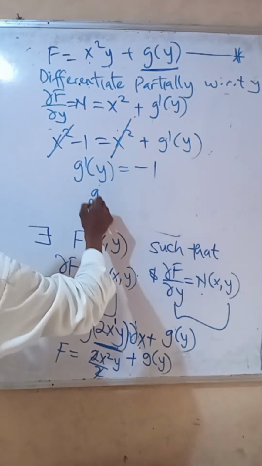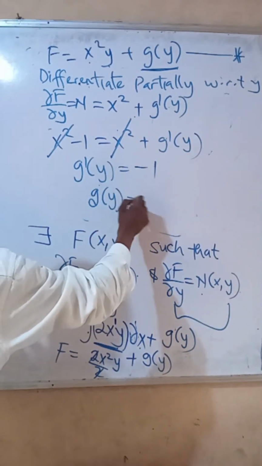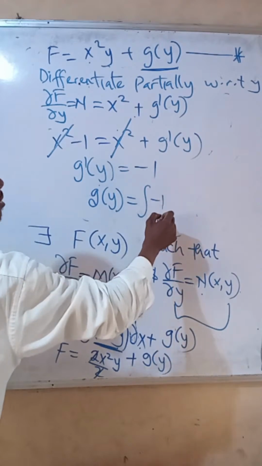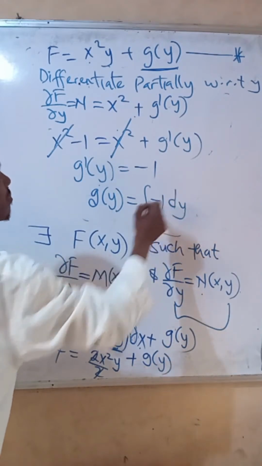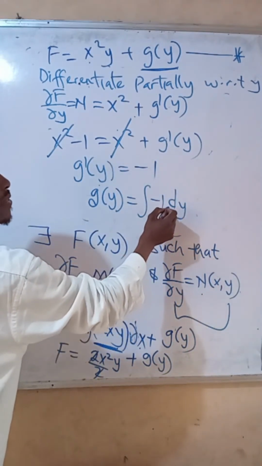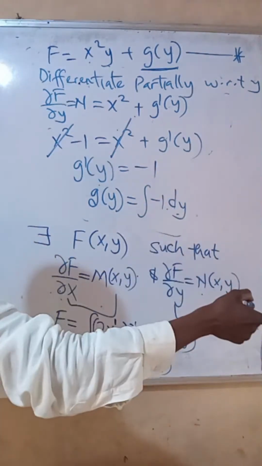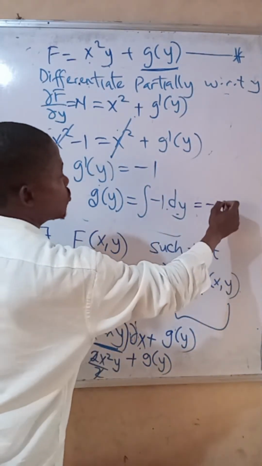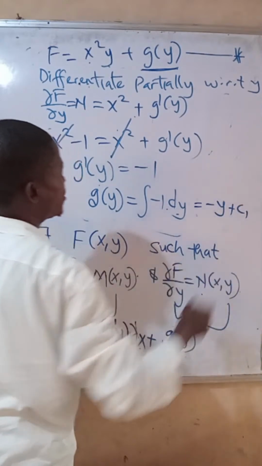To do that, we are going to have g as a function of y equal to what? Integral of minus 1 dy. And when you integrate dy, it's going to give you y. And that will be what? Minus y plus c1.